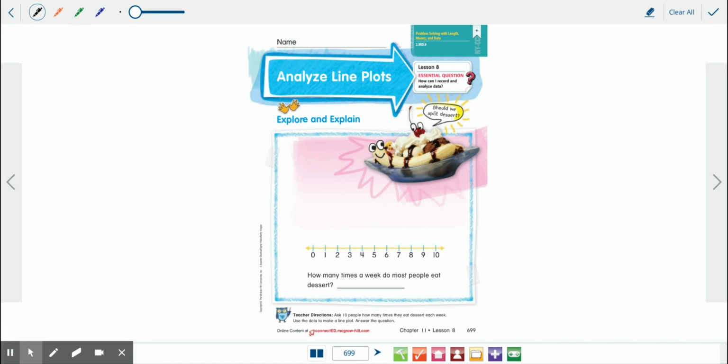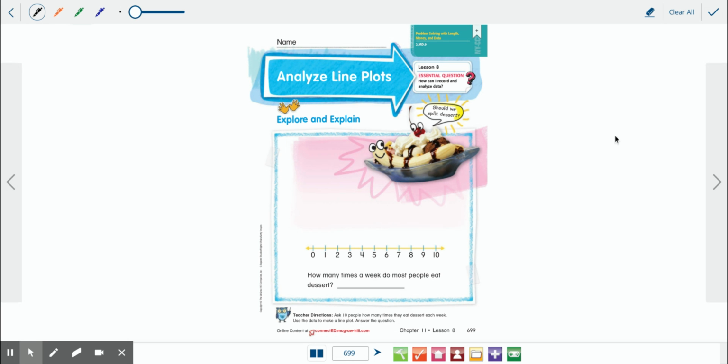We are on lesson 8 today on page 699 in your math book. It is called Analyzing Line Plots. In lesson 7, we made line plots. And in lesson 8, we are using data from line plots to answer the questions.